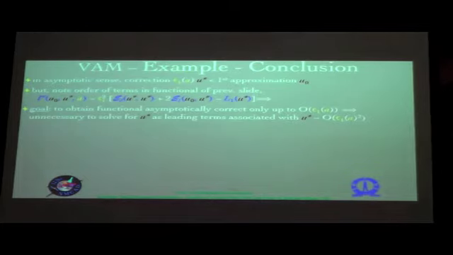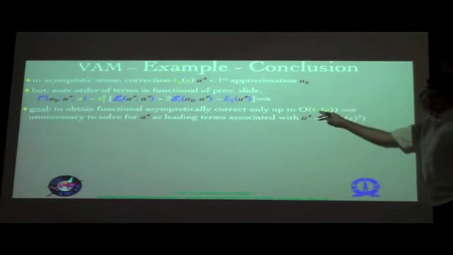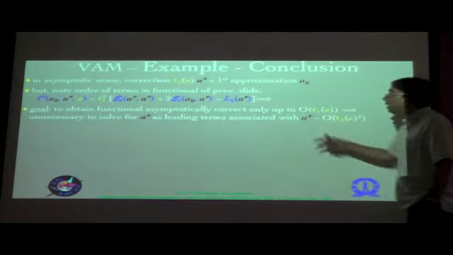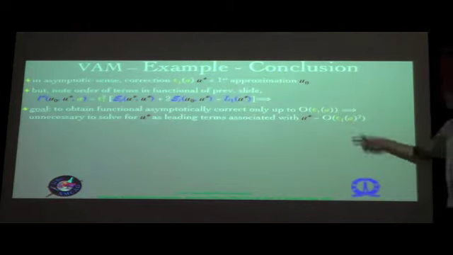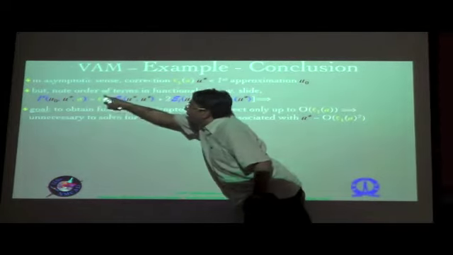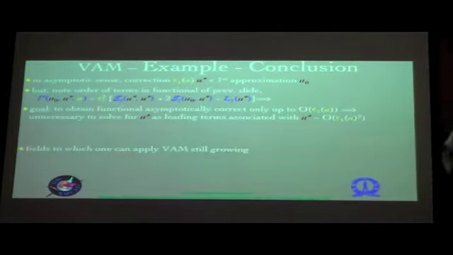So to obtain the functional asymptotically correct only up to order epsilon 1 of A, it's unnecessary to solve for u star, as the leading terms associated with u star are of the order of epsilon 1 of A squared, as is seen in this equation.